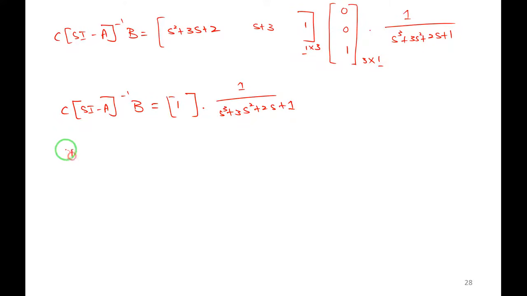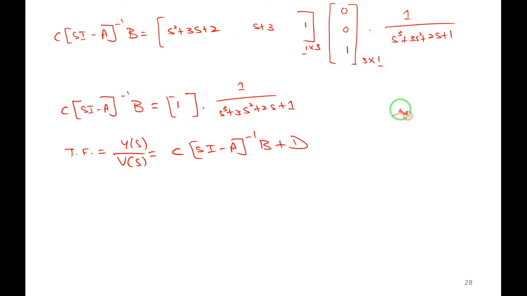So the transfer function Y of s divided by the input U of s is equal to, the formula is C (SI minus A) whole inverse B plus D. What is D? It is 0, a zero matrix. So if I add 0, leave it. So C (SI minus A) inverse B. So the transfer function, this is the final one, is 1 divided by s cube plus 3s square plus 2s plus 1.